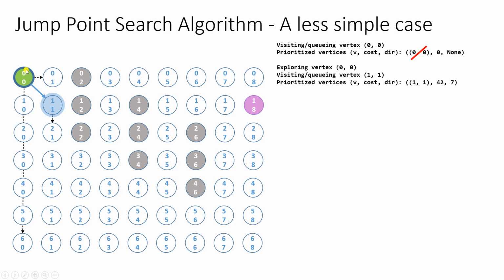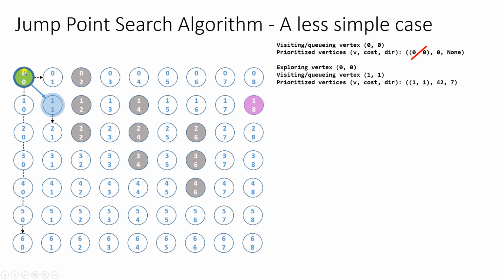So the algorithm went all the way down. It found nothing interesting. It went to the right, and it stopped because vertex 0, 2 is an obstacle, so it cannot go any further.